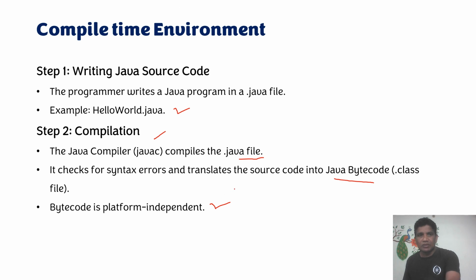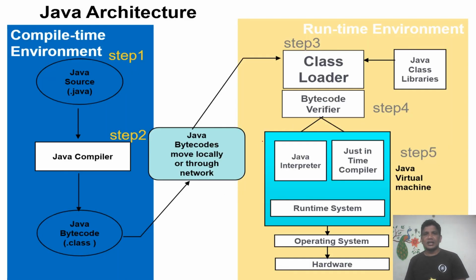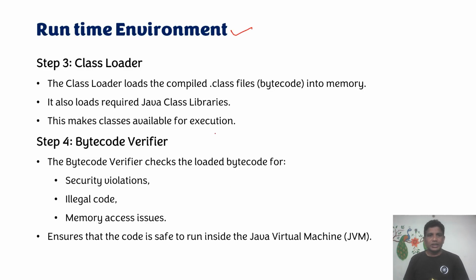I move on to the runtime environment. There are three steps in the runtime environment: step 3, step 4, step 5. The first step is the class loader. What is a class loader? A class loader loads the compiled .class files into memory. Whichever .class files have been generated by the compiler, all those .class files will be loaded into memory by the class loader. In addition to that, it also loads required Java class libraries. All these classes are available for execution.